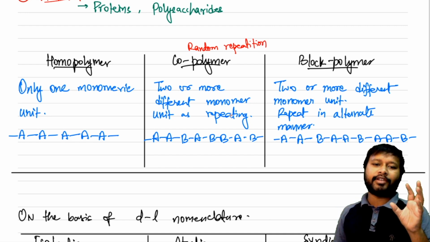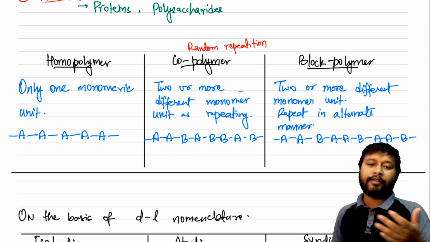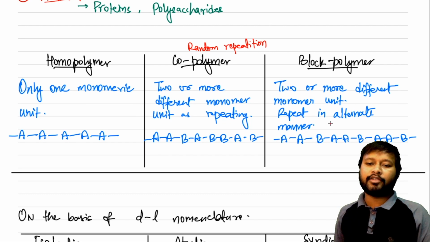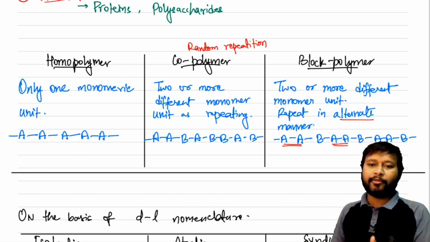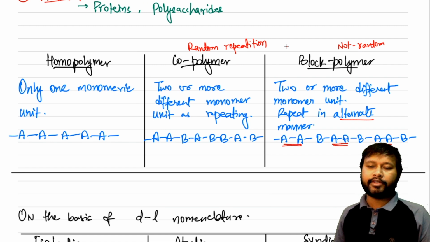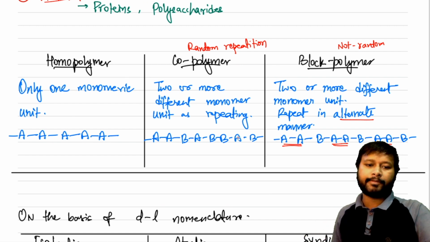So random repetition makes it a copolymer, whereas a block polymer will also have the same property as the copolymer, but here the repetition is going to be in an alternate manner. You can see this AA will come again and again. So the repetition is done in an alternate manner. It's not random. Block polymer is not a random repetition. So this is the difference between copolymer and block polymer.